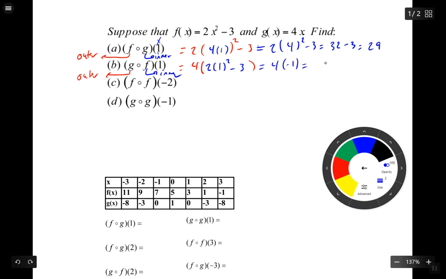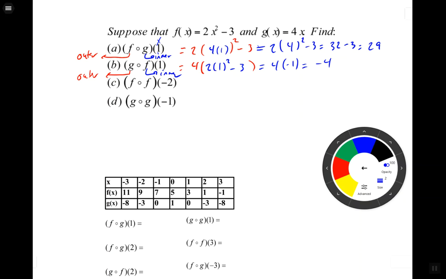What's 4 times negative 1? Negative 4. That was easy. All right. What does F of F mean? F is both the inner and the outer.